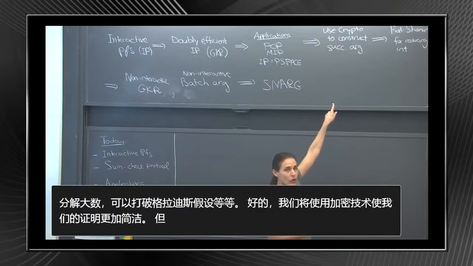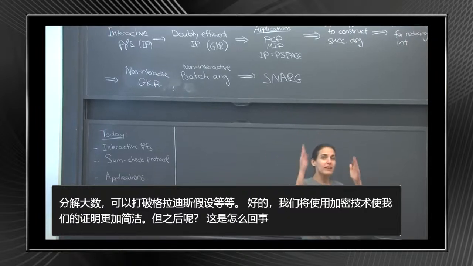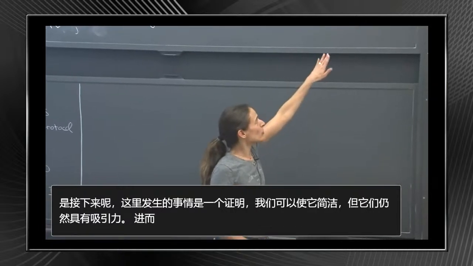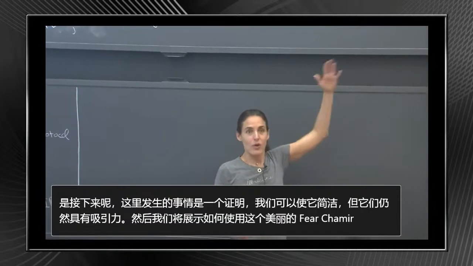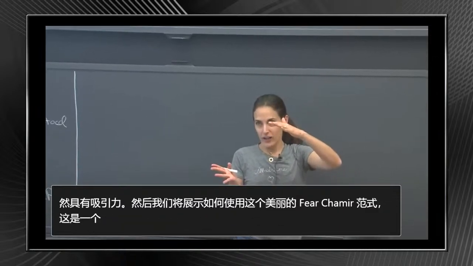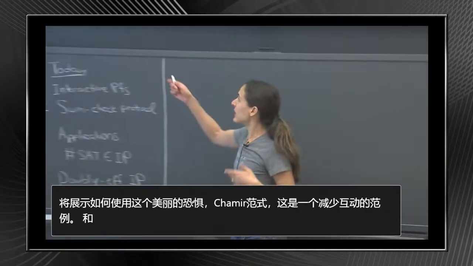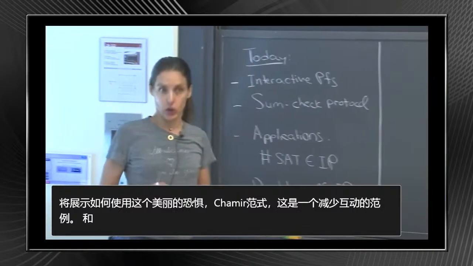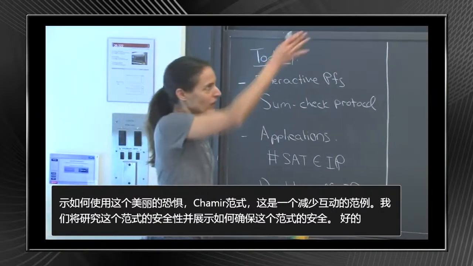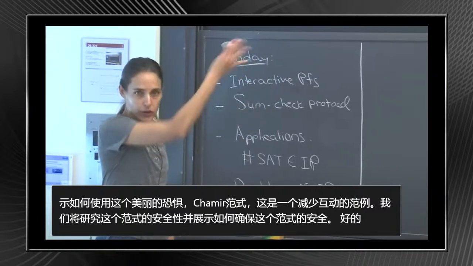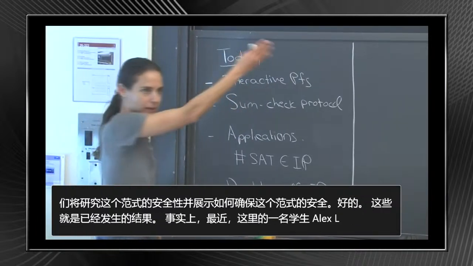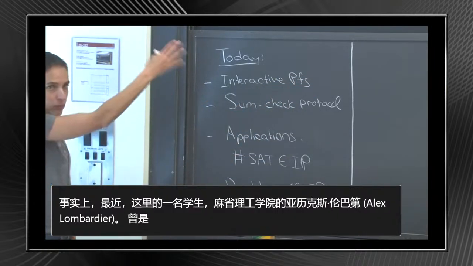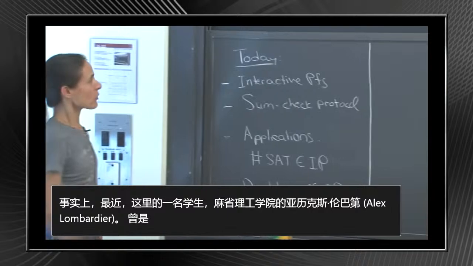But then what's going on here is that our proofs, we can make them succinct, but they're still interactive. And then we're going to show how to use this beautiful Fiat-Shamir paradigm, which is a paradigm for reducing interaction. And we're going to study the security of this paradigm and show how to make it secure. These are results that have happened very recently. Actually, one of the students here, Alex Lombardi at MIT, was a Vinod student, was one of the people who showed the security of this paradigm. So we're going to show it.